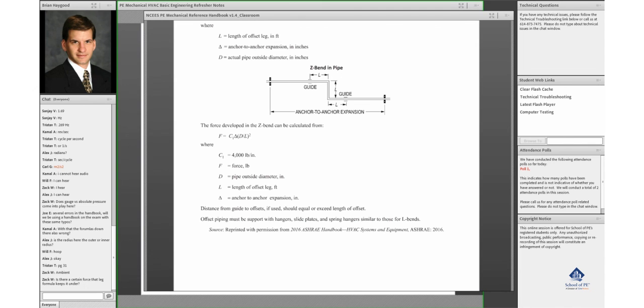So here's the symmetry. Distance from guide to offset should be equal to offset length. Offsets must be supported with hangers, slides, and springs similar to those for L bends. So these are guides. These aren't anchors. So we're not rigidly attaching to it. The pipe can slide back and forth in that.